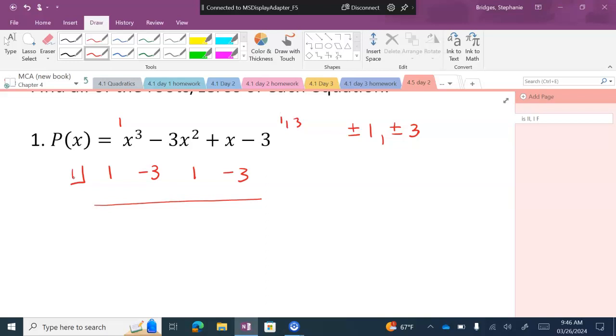There you go. Okay, so that's one of your answers, right? So we put that out to the side. We're going to have 2 of these. It's just that number, plus or minus.